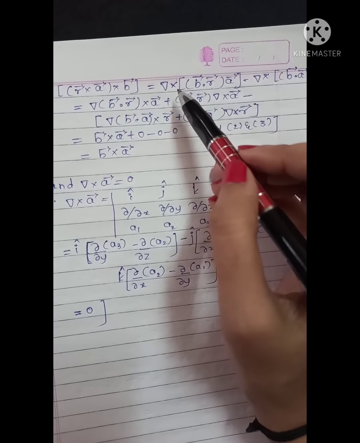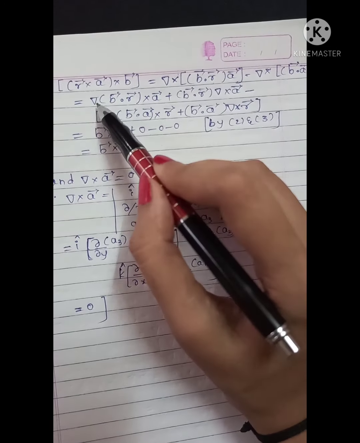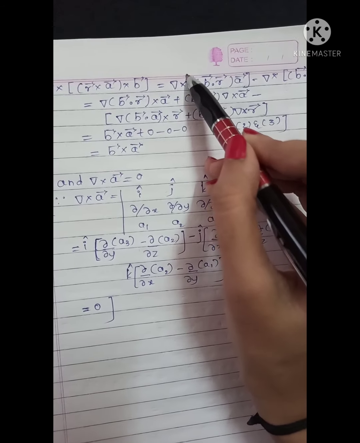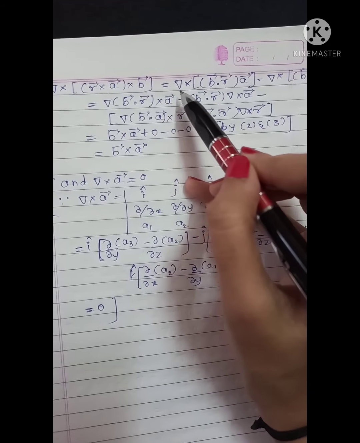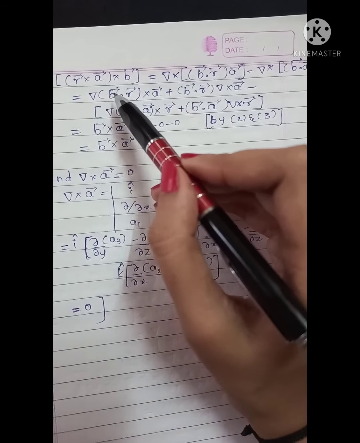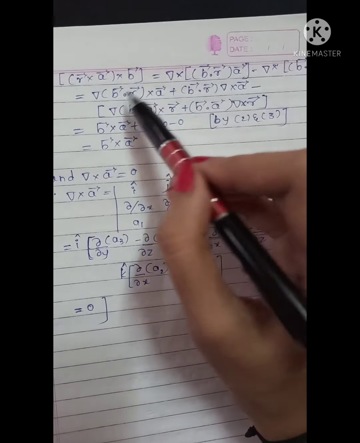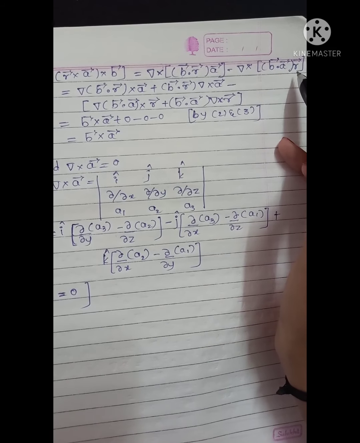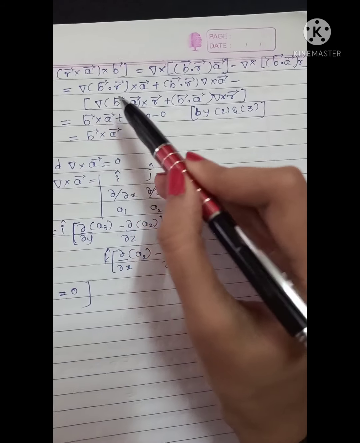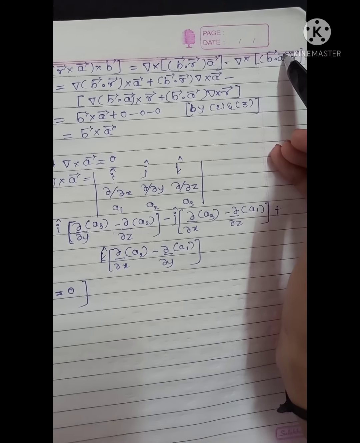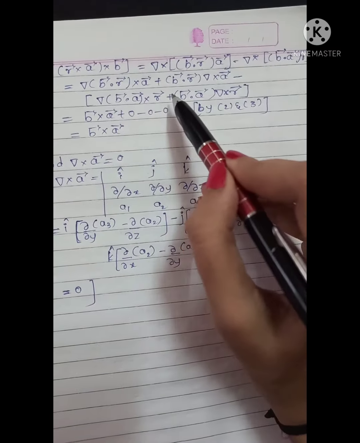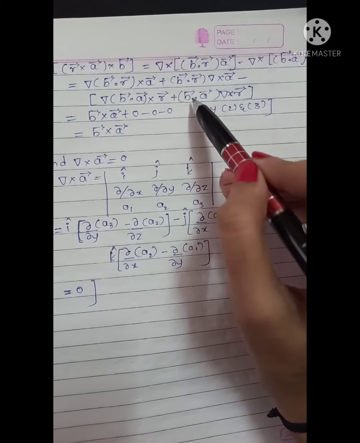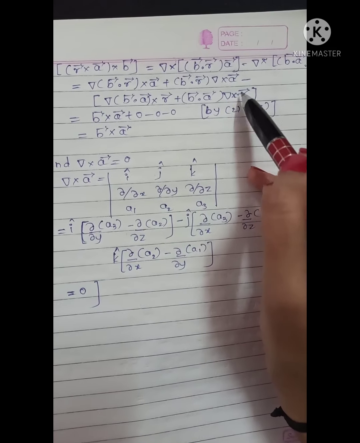Now again we can write the value of the first term as del into dot product of b and r. Here it is cross product, therefore it is cross vector a, plus reverse of this term, that is dot product of b and r into del cross a as it is, minus the value of the second term. We can write it as del into dot product of b and a cross vector r, plus on reversing this term we can write dot product of b and a into del cross r.